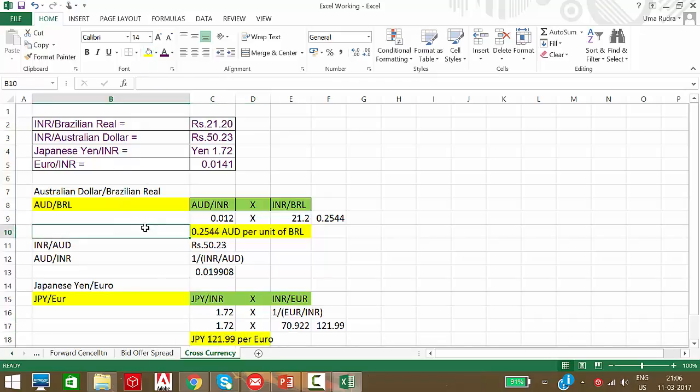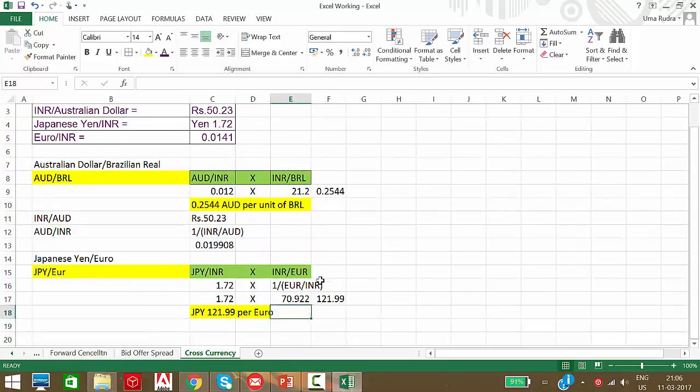So this is the way we can calculate cross rate. Am I clear? You can reflect on it, and I hope my calculations are correct. Otherwise, you understand the logic and you can determine cross rates between any two currencies.